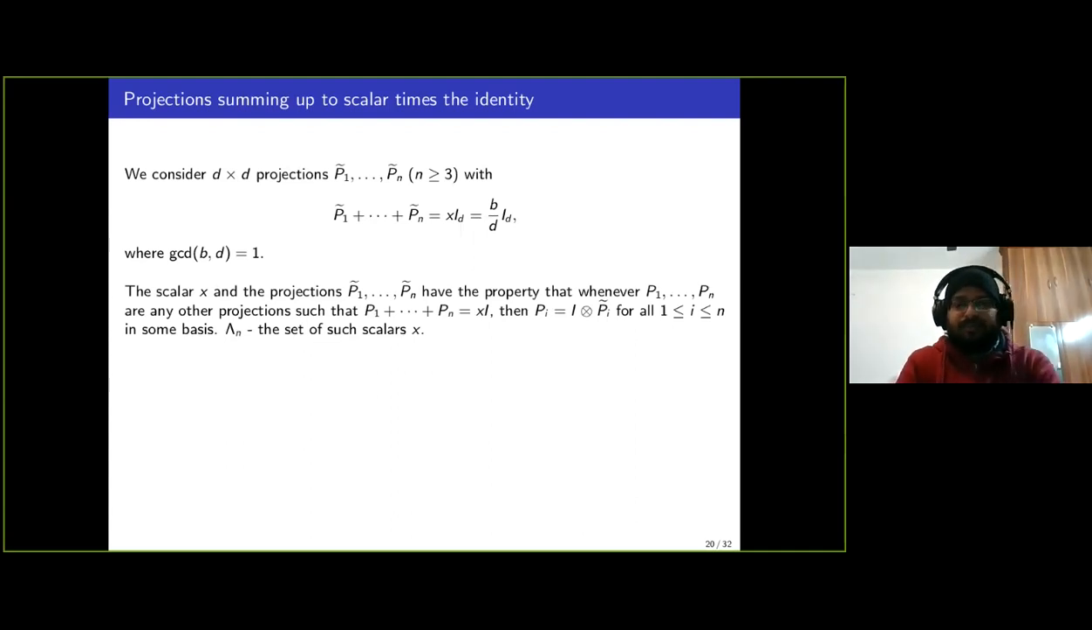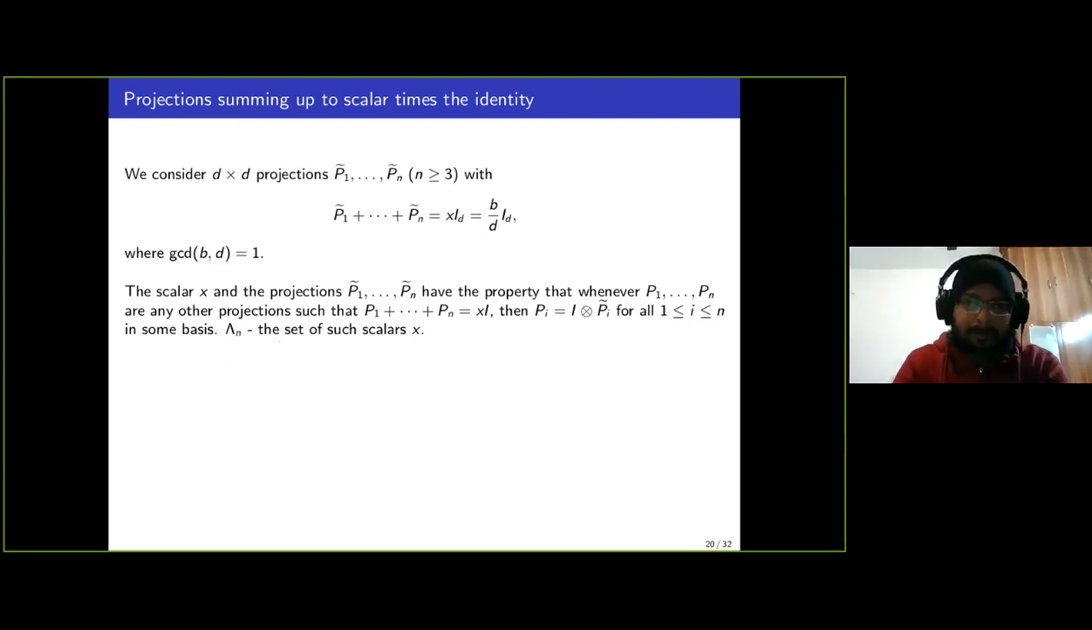Then we want to look at those scalars and projections which also have the property that they are unique in some sense. That means if we have any other projections P1 till Pn that sum up to x times identity, then each Pi factors as identity tensor the smallest one that we have, in the smallest dimension possible. In other words, if you look at the algebra generated by these projections, then the projections living in the smallest dimension are the only representations of that algebra. So they have a unique irreducible representation. We look at this set of scalars, which we denote by lambda n.